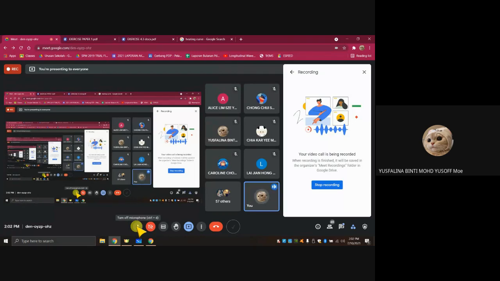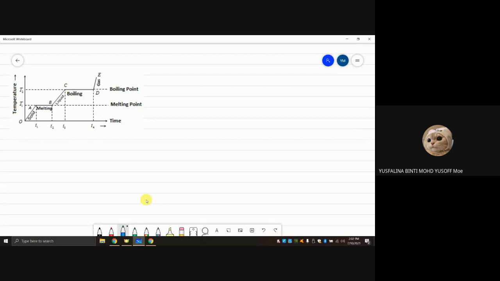All right. So exercise 4.3. Before we discuss exercise 4.3, 4.3 is actually about specific latent heat. So this is the heating curve. So we do some revision about specific latent heat. This is the heating curve, right?